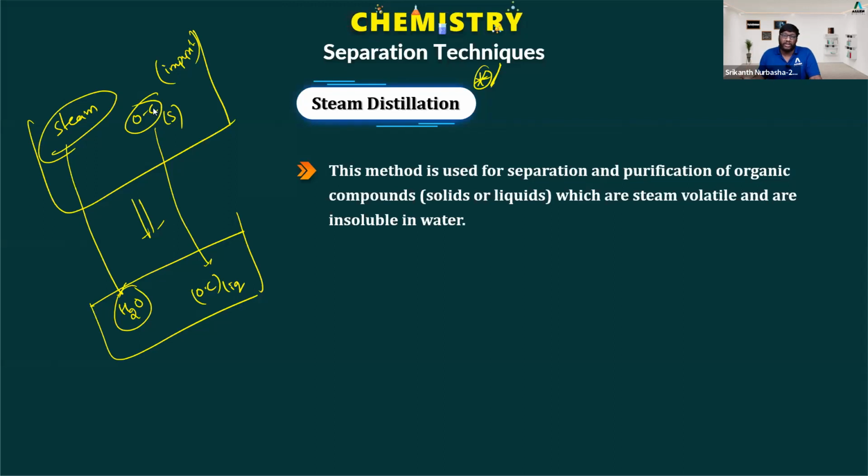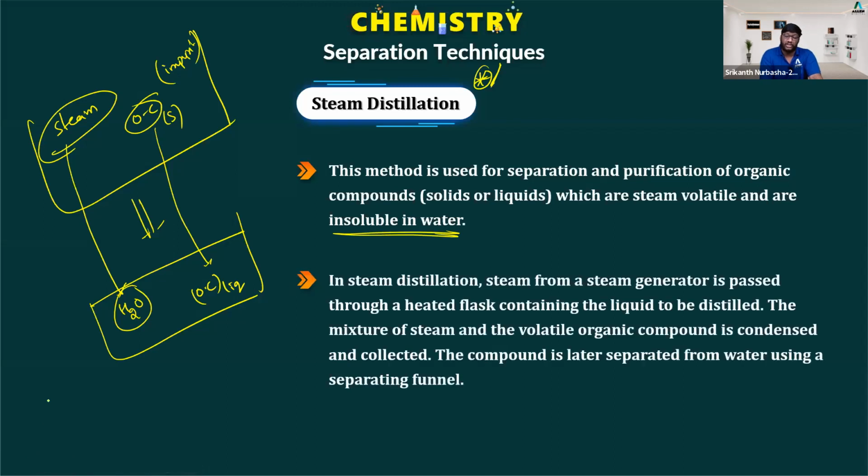If the organic liquid is soluble in water, then this method is not used. So the solids or liquids which are steam volatile and insoluble in water are used in steam distillation. In steam distillation, steam from a steam generator is passed through a heated flask containing the liquid to be distilled. The mixture of steam and volatile organic compound is condensed and collected. The compound is later separated from the water using a separating funnel.